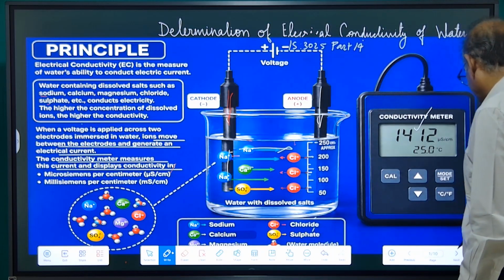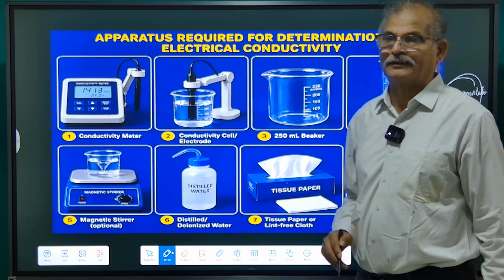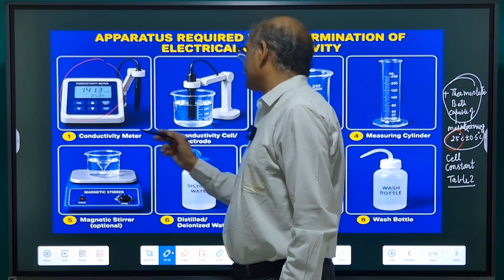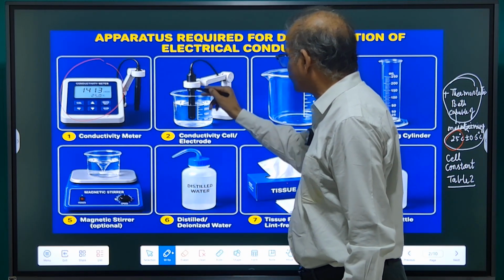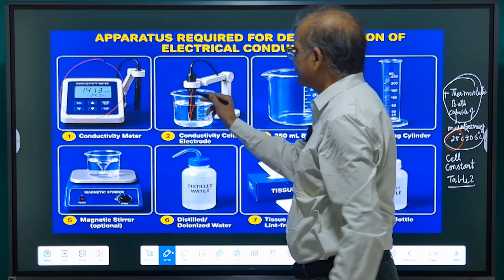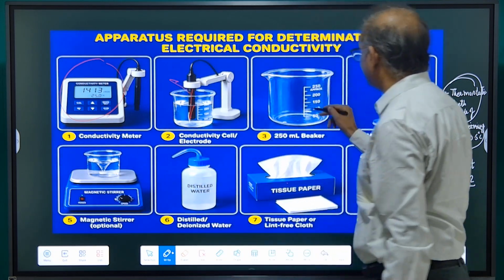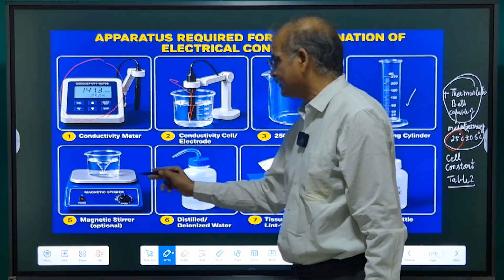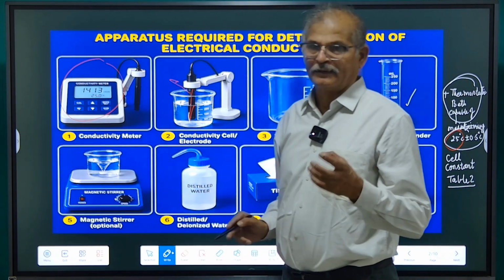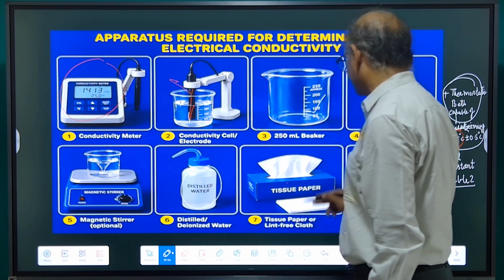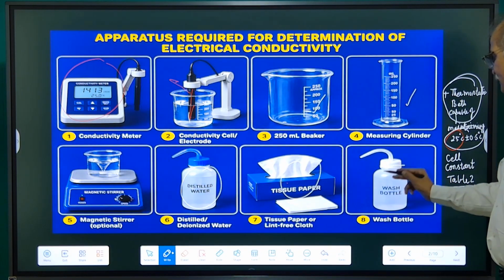We need the apparatus for measuring the electrical conductivity of water. We need the conductivity meter, which can be digital. Then we need an electrode having a cathode and anode, which will measure the electrical conductivity of water. Then we need a 250 ml beaker, a measuring cylinder, and a stirrer for proper mixing of the solution. We also need distilled water, tissue paper, and wash water.